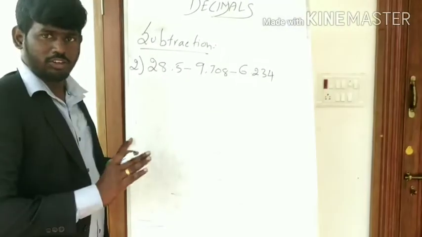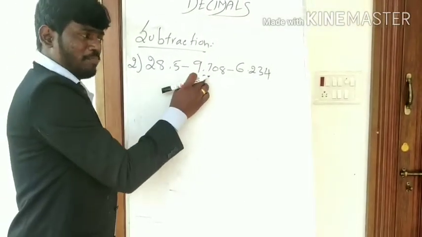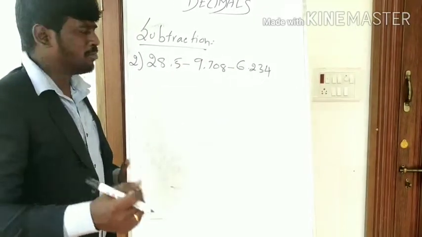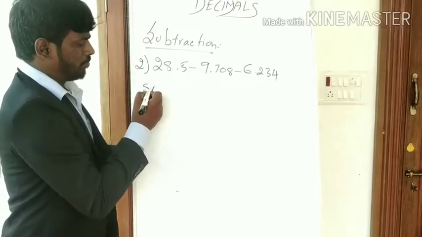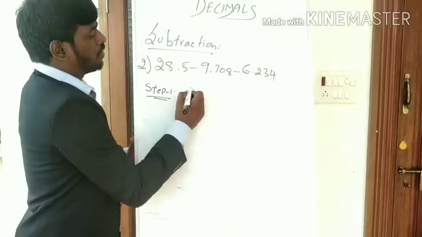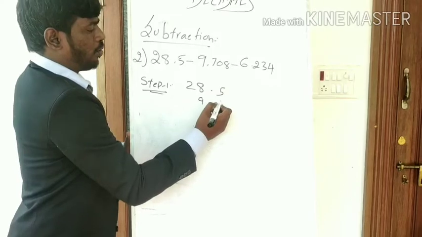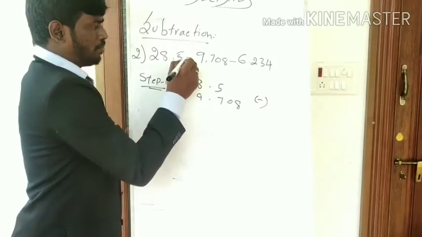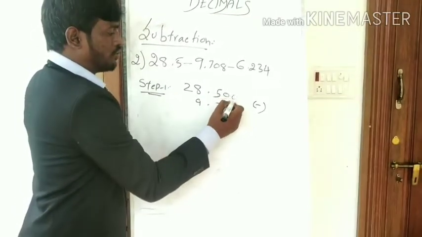In subtraction, 28.5 minus 9.708 minus 6.234. You can ask me, sir, 3 numbers, how to do it? It's very simple. Step 1. Write the first number, 28.5. Then 9.708. Go to subtract because that's a subtract symbol. So change into like decimal, put 2 zeros here.